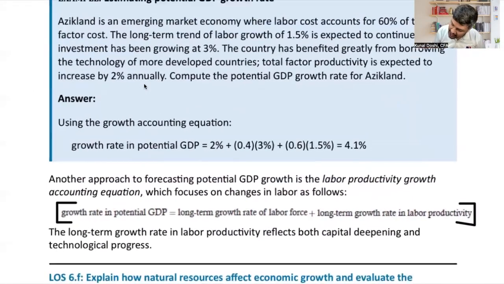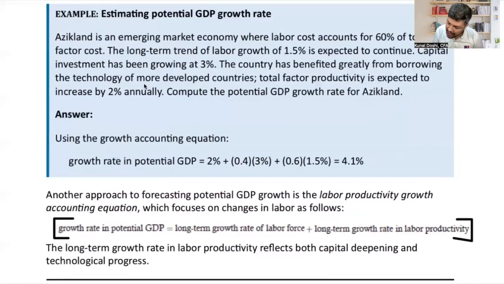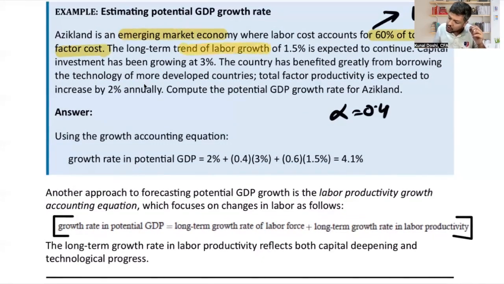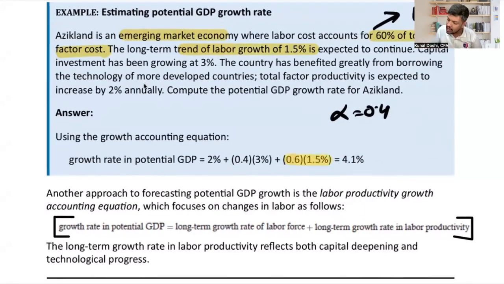See, this is what they have asked me here. Land is an emerging market where labor costs account for 60% of the total factor. So labor share is 60%. So I can say this is 1 minus alpha. So my alpha is 40%. Correct? That is capital share. Long-term trend of labor growth rate is 1.5. So growth rate of labor into its share, 1.5 into 0.6, and 0.4 into capital growth rate, that is 3%.